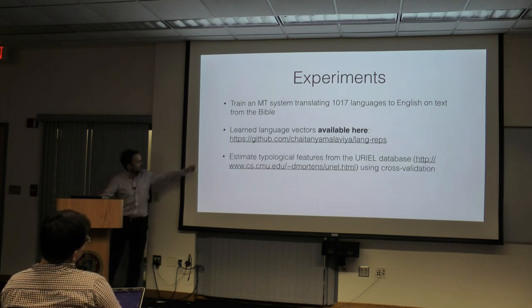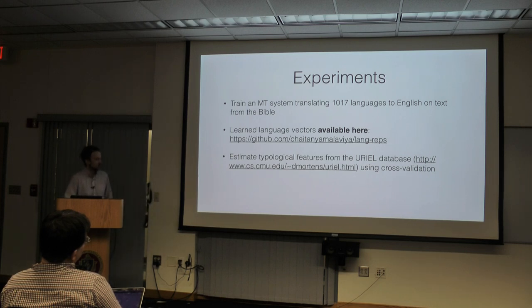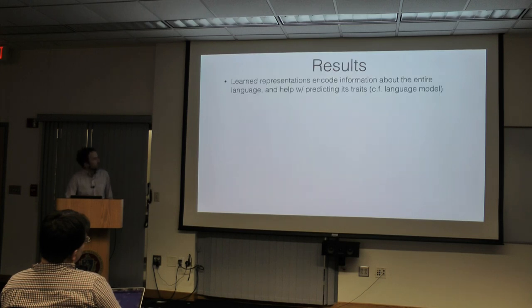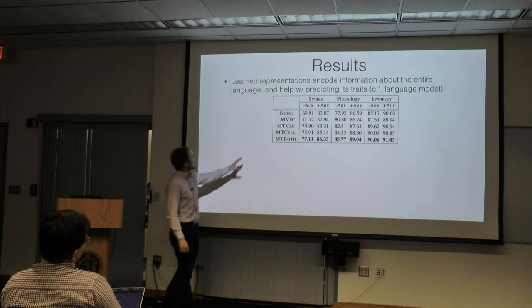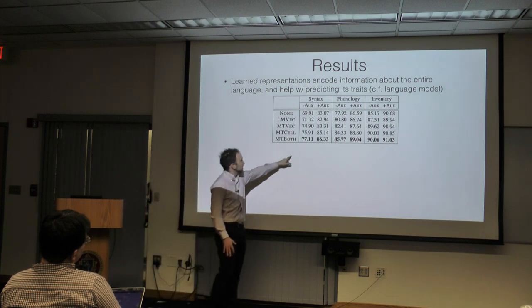We use this to estimate typological features from the Uriel database, which is a database of these typological features here. And then there's a couple of baselines that other people have used based on the similarity of languages in their language tree, et cetera. So taking a look at the results, the first thing we confirmed is that the learned representations encode information about the entire language and help with predicting the traits.